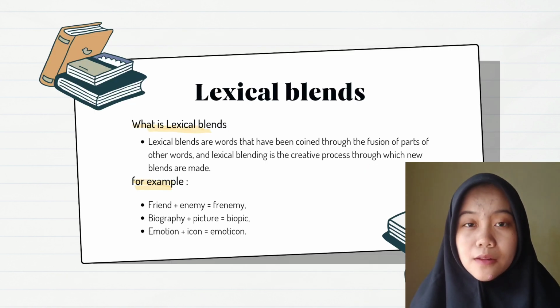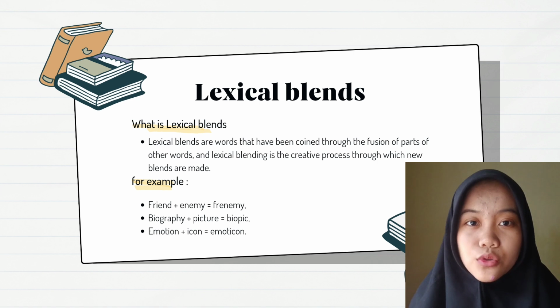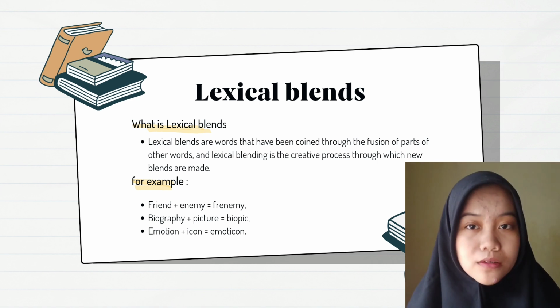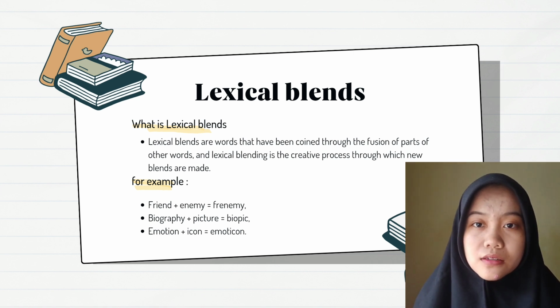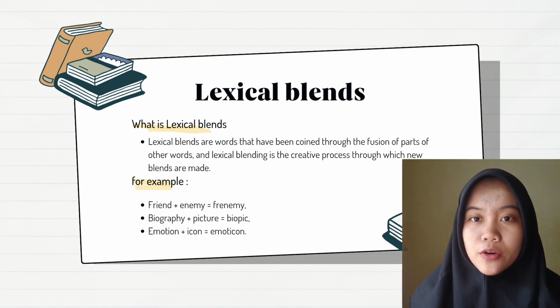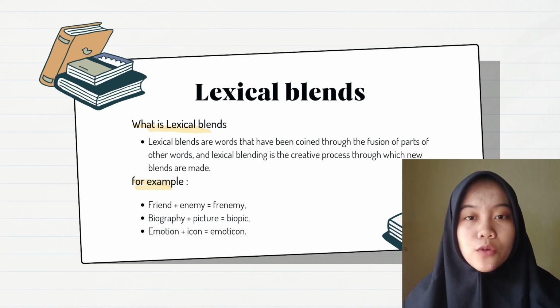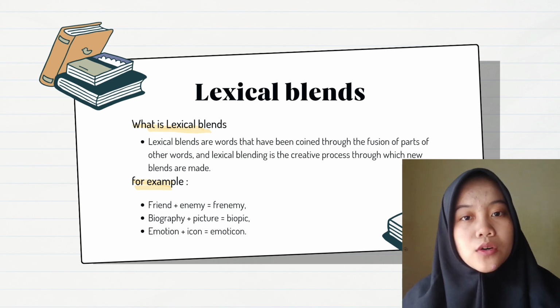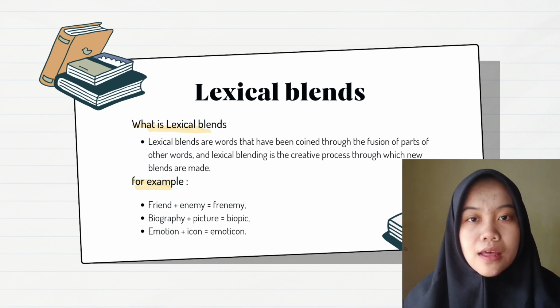Lexical blends. Lexical blends are words that have been coined through the fusion of parts of other words, and lexical blending is the creative process through which new blends are made. For example, the word frenemy from the words friend plus enemy, the word pop from biography plus picture, and the word emoticon from emotion plus icon, and many more.